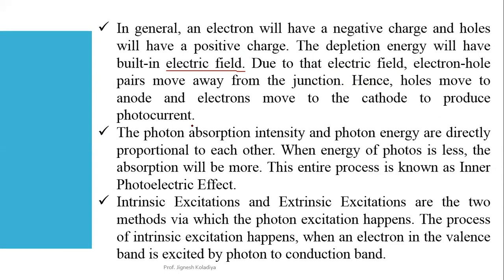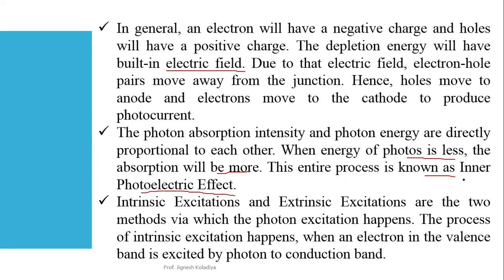So if you see, holes are moving to the anode side and electrons moving to the cathode side to produce the photocurrent. The photon absorption intensity and photon energy are directly proportional to each other. So when the energy of photons is less, the absorption will be more. This entire process is known as the inner photoelectric effect.